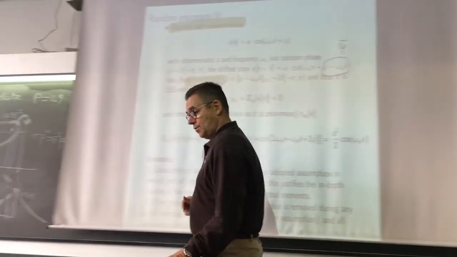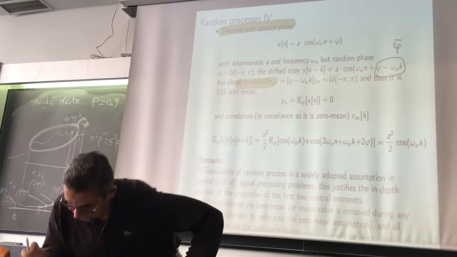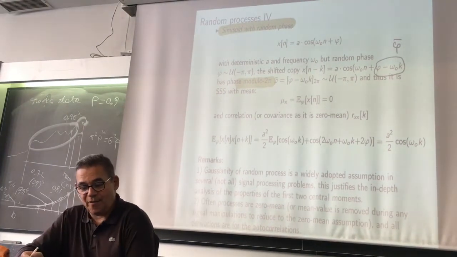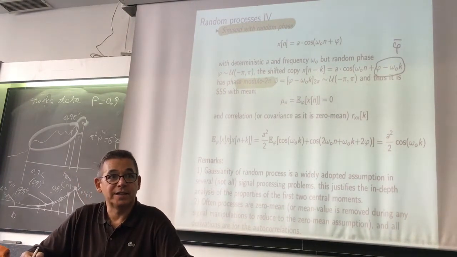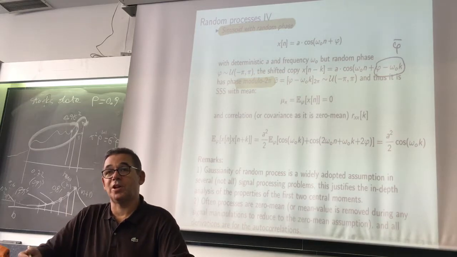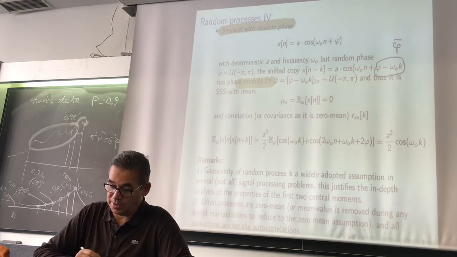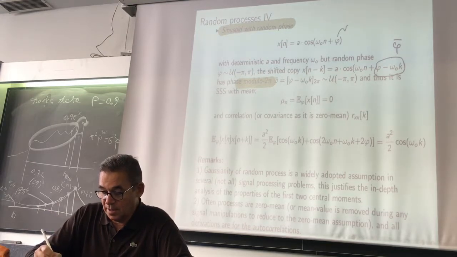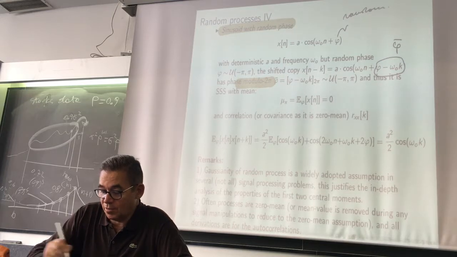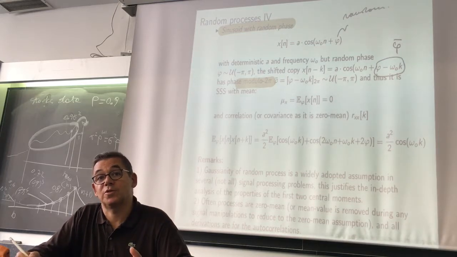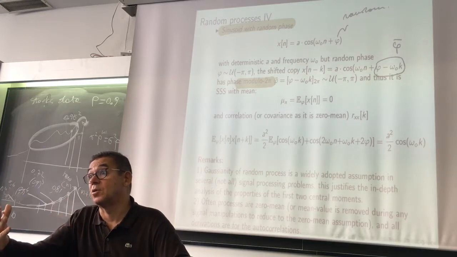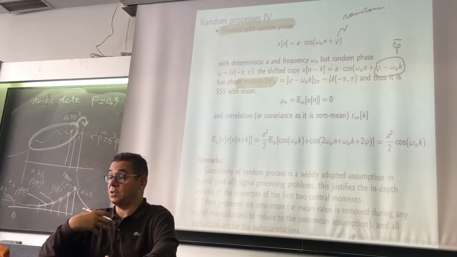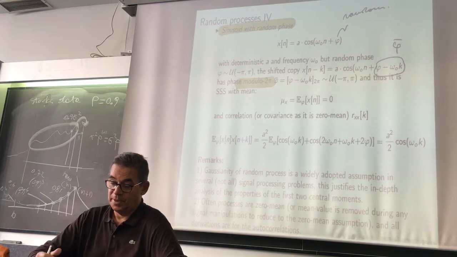So because of that, now I can evaluate the property of this random process. Now the random process, remember, is random because the phase is random. I always need to keep in mind what is random. When I measure a random process, I need to see what is random.